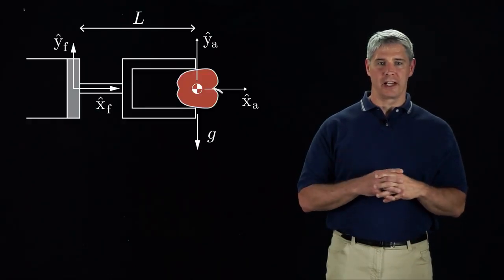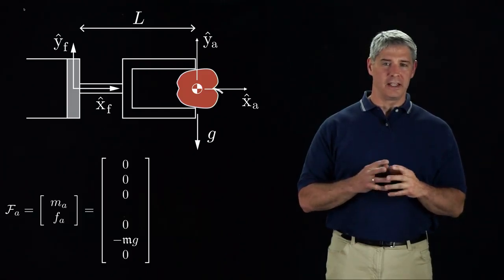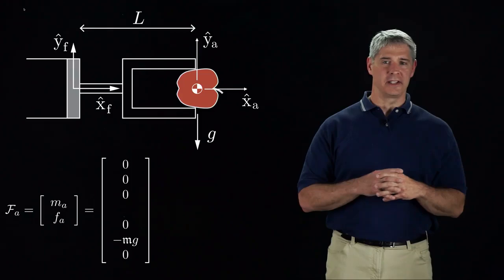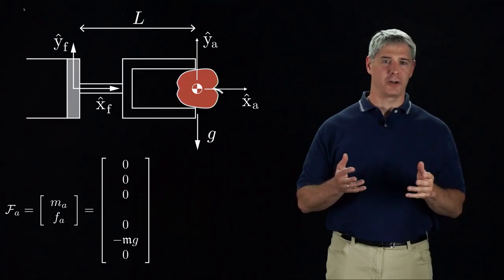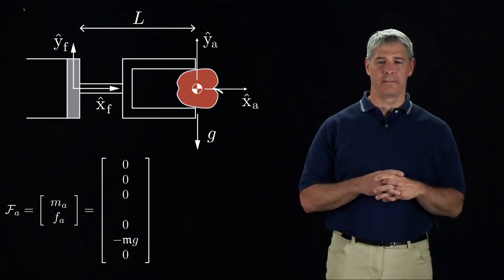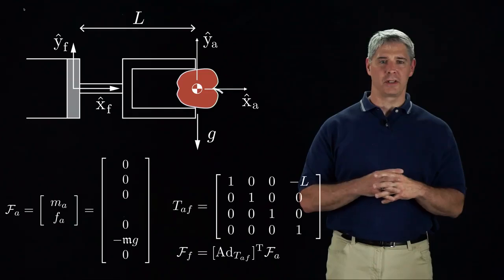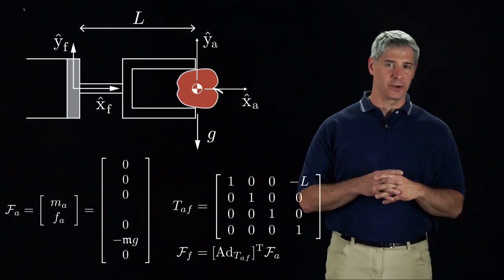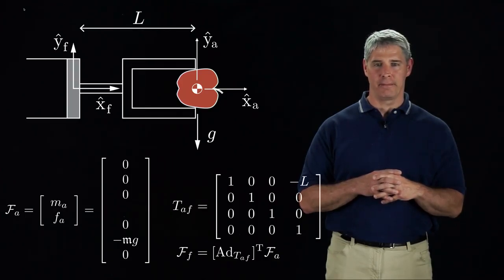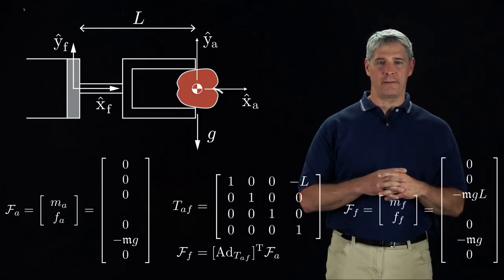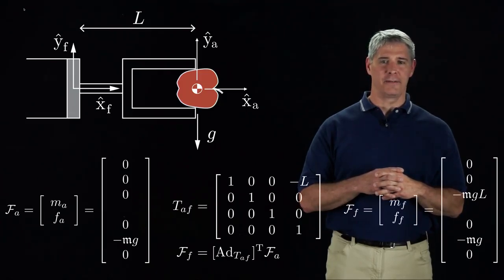Returning to our apple example, we can define a frame A at the center of mass of the apple. In this frame, the force due to gravity is mg in the minus y direction, and the moment is 0 since the force vector passes through the origin of the A frame. To transform to the force sensor frame, we use TAF, the configuration of the force sensor frame relative to the apple frame, and we see that the wrench FF has a moment of negative mgl about the z-axis of the F frame.